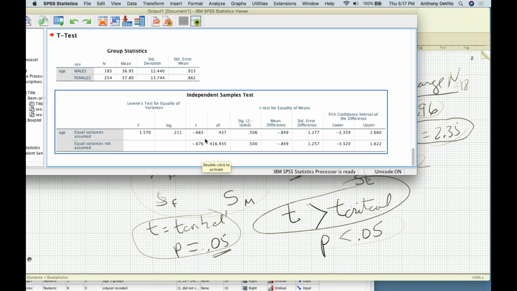In this case, there was no evidence that there's a difference in the mean age of males or females for a large population. In other words, we fail to reject the null hypothesis.